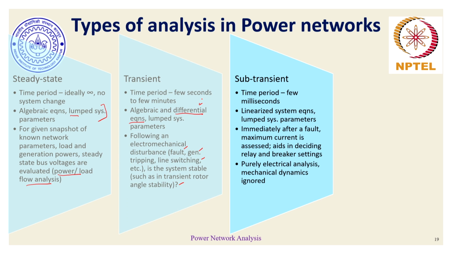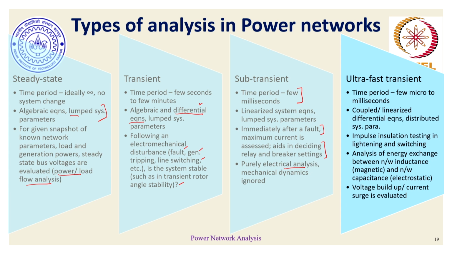The next part is subtransient analysis, which is essentially a fault analysis exercise, which we are going to discuss in the second last module of this course. The time period of interest is a few milliseconds, and the purpose is to figure out what is the maximum current or maximum voltage that could happen right after a disturbance or a fault, and this aids in deciding the settings of different relays and circuit breakers that are in place. So it's basically a pure electrical analysis. There are no mechanical interactions involved.